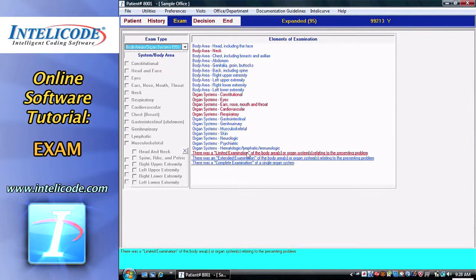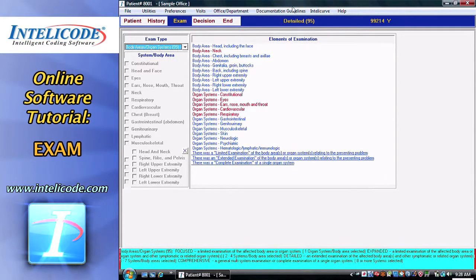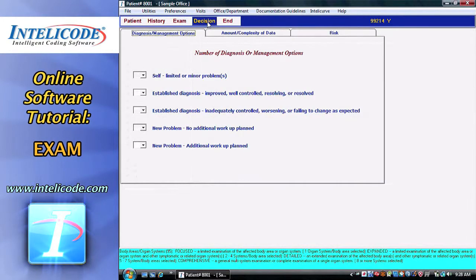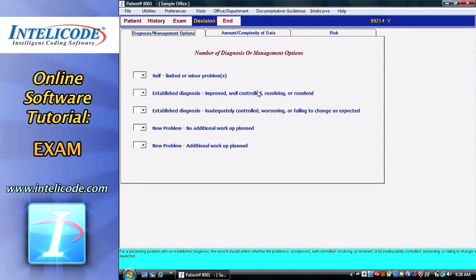Or let's say we did say it was a detailed exam, and we've got detailed exam here. So we remember under the 97 guidelines, we audited it as expanded problem focused. Under the 95, we say it's detailed. What happens if we move on? We've got it audited under each way. When we get to our final screen, we'll have to make that judgment. We'll have that information there.